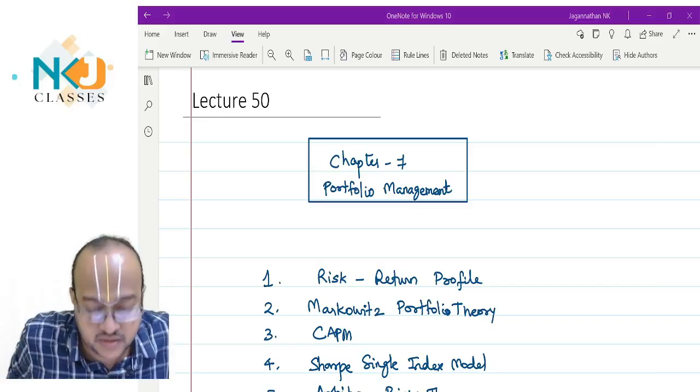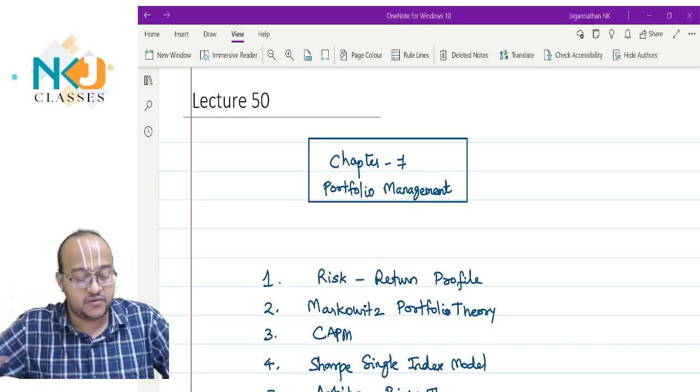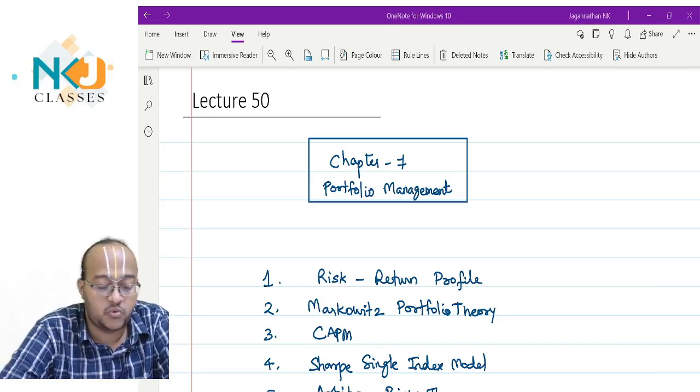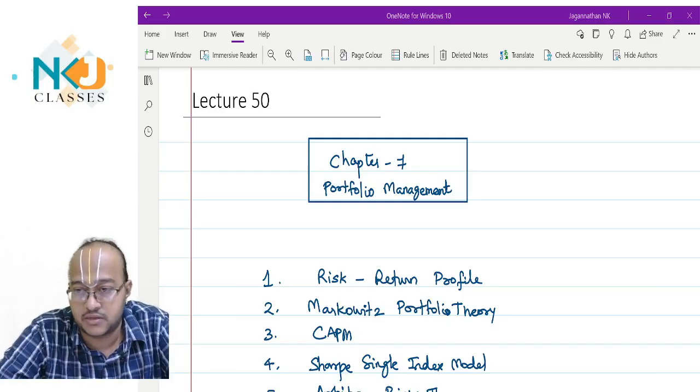So, good morning, friends. Today we will continue with our discussion. In yesterday's lecture we started discussing the new chapter, that is portfolio management. What is this chapter all about? This chapter is all about discount rate discovery.